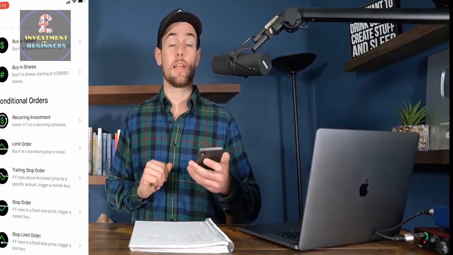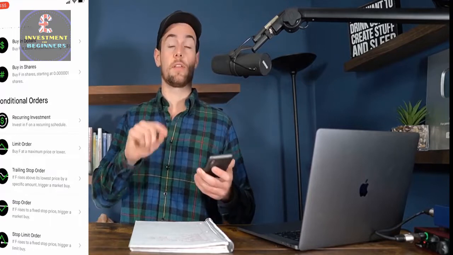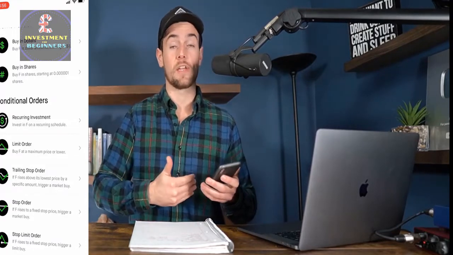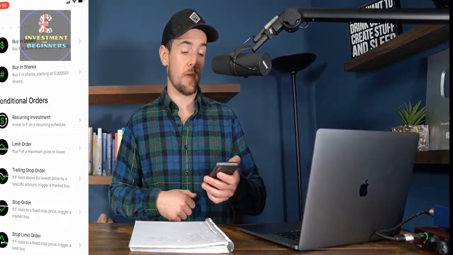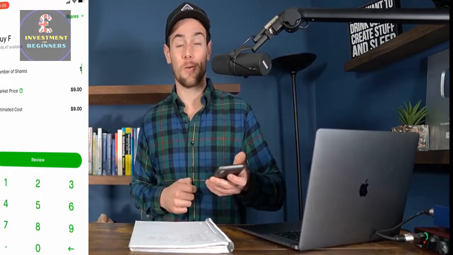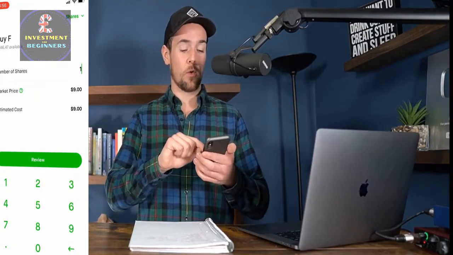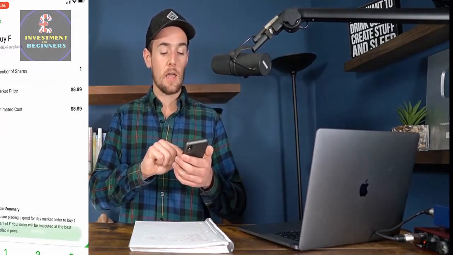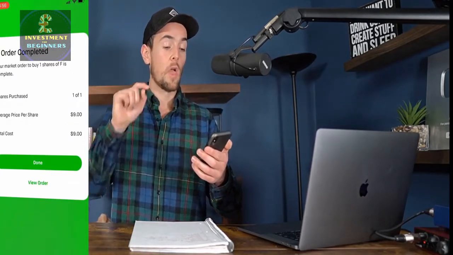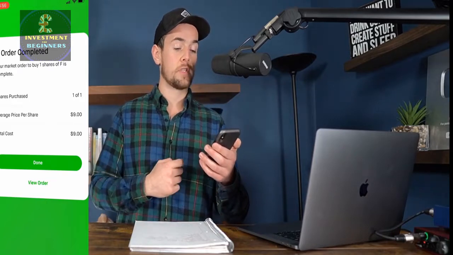The other option you can set up here is recurring investments into this stock. So if you wanted to put money into Ford stock every single week on a recurring basis, you are able to do that. But the market's about to close, so let me go ahead and execute this order. So I'm looking to buy one share at a market price of $8.99. Click review and then swipe up to submit, and then you're going to see them close that order. So one share of Ford was just purchased at $9 per share.